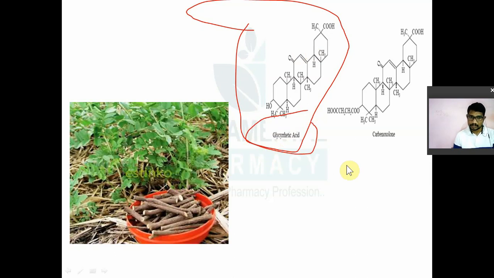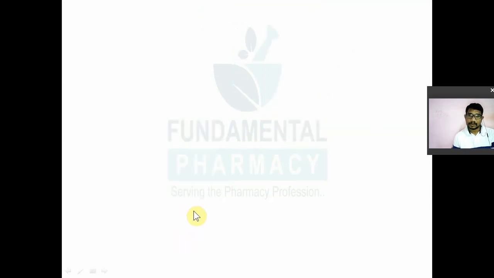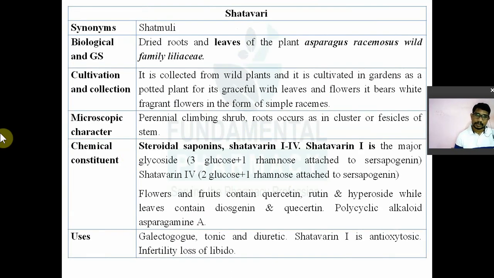So this is how your plant will look, and the stolons after cultivation will look like this. The next drug is Shatavari. Shatavari is also known as Shatmoli, and it is the dried roots and leaves of the plant Asparagus racemosus, family Liliaceae.